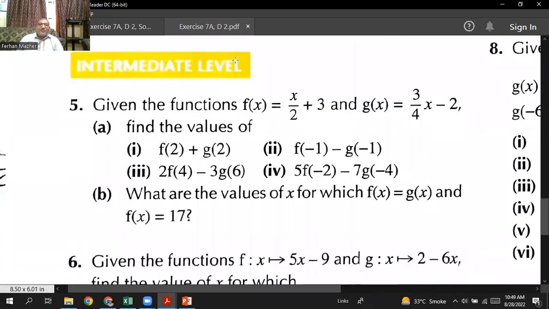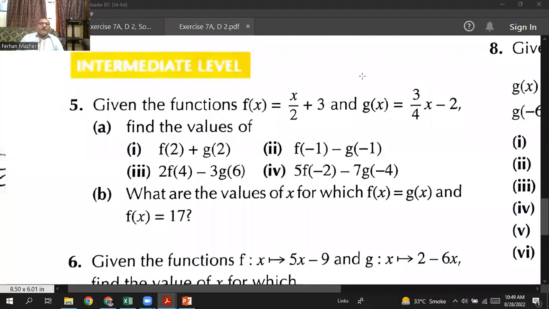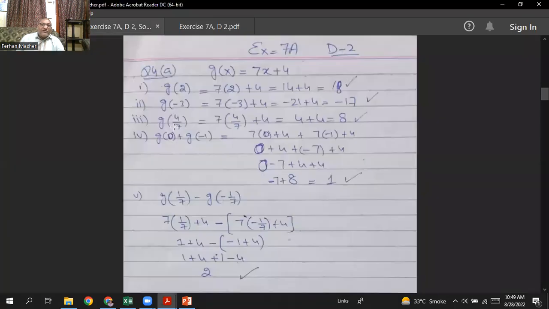The next question on your screen is question number 5. So question number 5 is showing up on your screen. He says, given that function f of x is equal to x by 2 plus 3 and g of x is equal to 3x by 4 minus 2. So there are two functions given, f of x and g of x. Find the value of f of 2 plus g of 2. So now both the functions are going to work together.